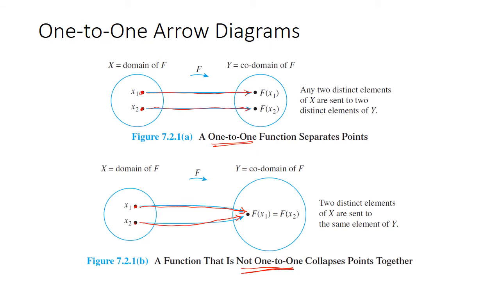So the way you can think of this is that a one-to-one function separates points. It keeps them separate from each other. If you follow the arrows, your arrows stay separate. Whereas a function that is not one-to-one, it collapses points together. So when you follow the arrows, sometimes they lead you to the same point.